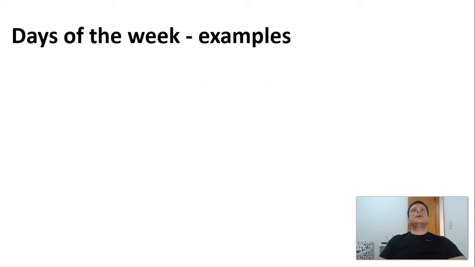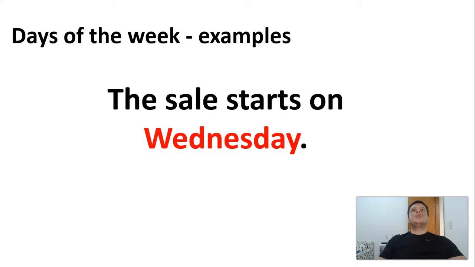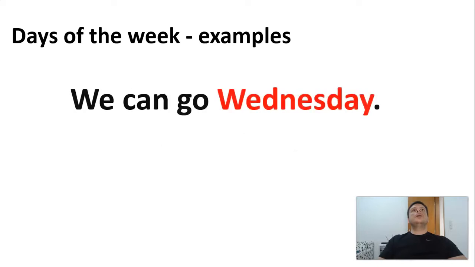Wednesday. The sale starts on Wednesday. Alright. We can go Wednesday. As I mentioned before, this is a kind of American way of saying words like that. We can go Wednesday. Alright? We're more straight to the point. We can go Wednesday. And so on.